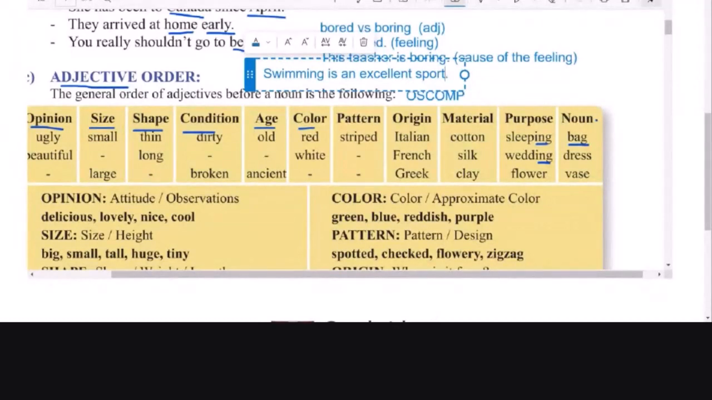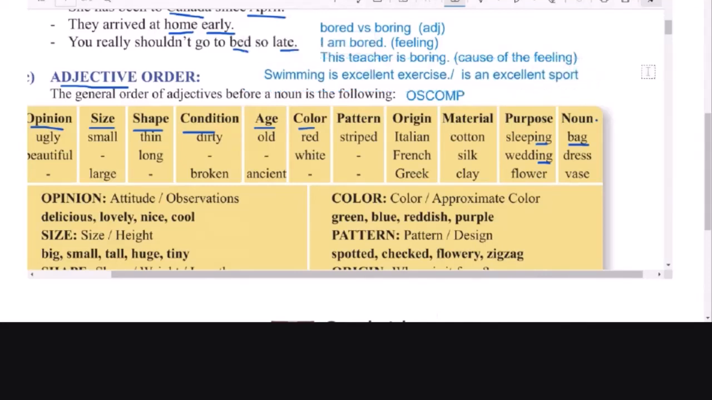Or if we want to say swimming, they would not end. It's just excellent, because exercise is an uncountable noun, right? Swimming is excellent exercise. We could say that. We would change it a little bit. Swimming is excellent exercise. Swimming is an excellent sport is a different one, right? That would be the alternative. Both are okay.